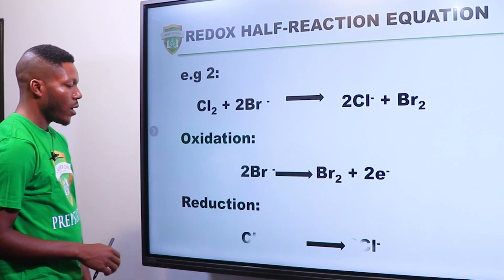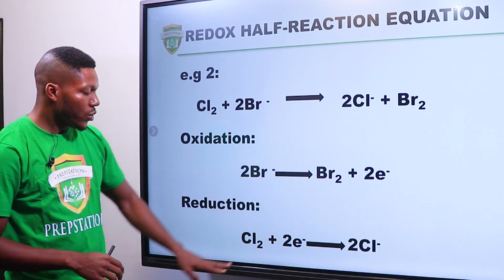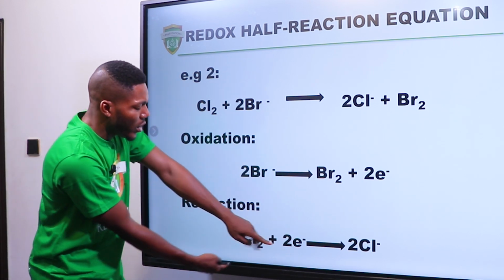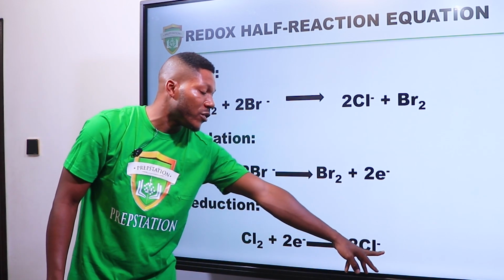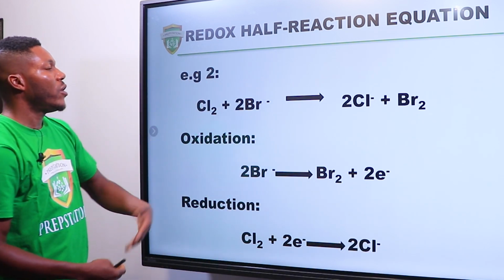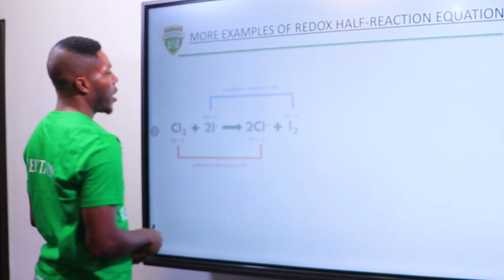All right, same thing is applicable to the next half, which is your reduction half, from where to where? All right, from chlorine to chloride ion. So here is lacking electron. That's why we added 2 electrons to the reactant side to correspond with the number of charge we have in the product. So this is another example of redox reaction. Let's look for more examples for more clarification.